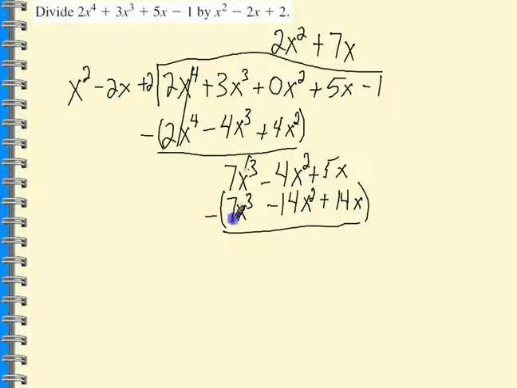So if we subtract, those cancel out. If we subtract, we get a 10x squared. And if we subtract here, we get a negative 9x. And we drop down the negative 1. That negative 1 comes all the way down.